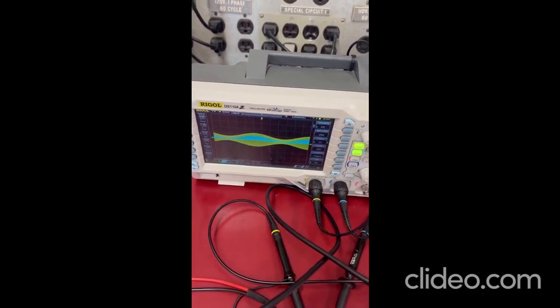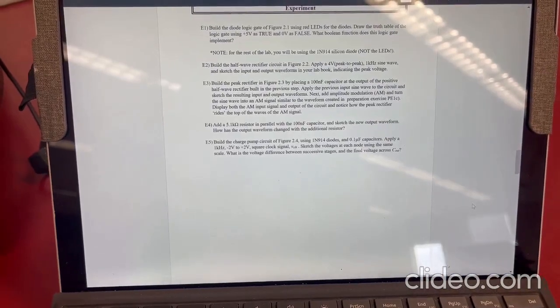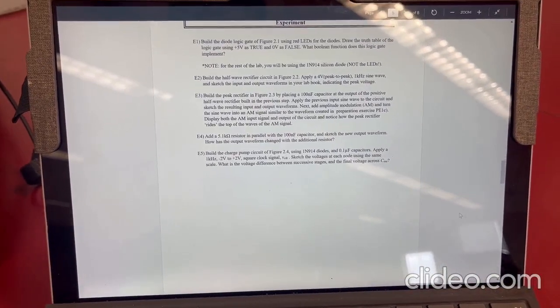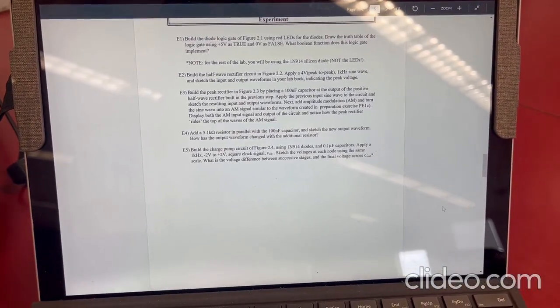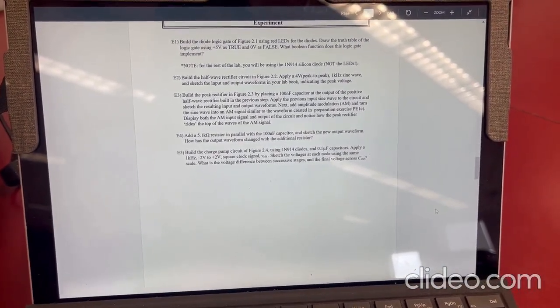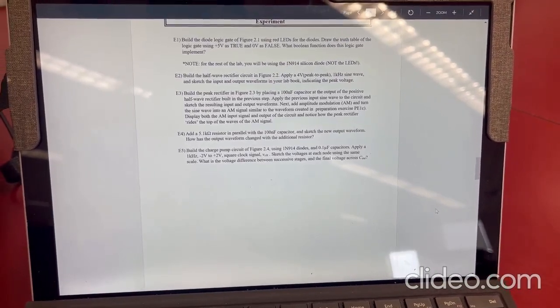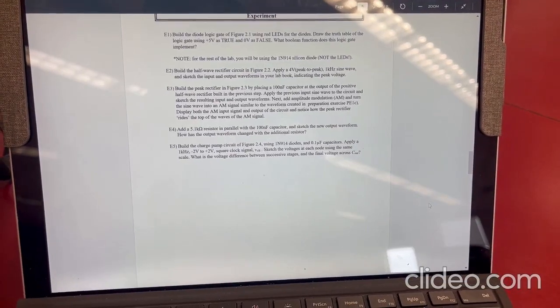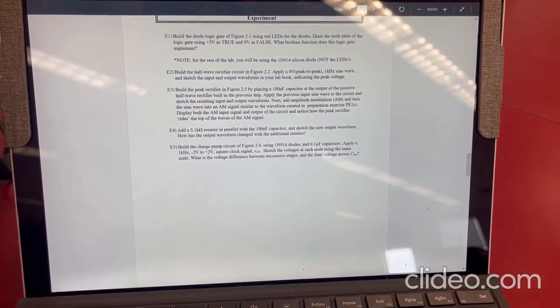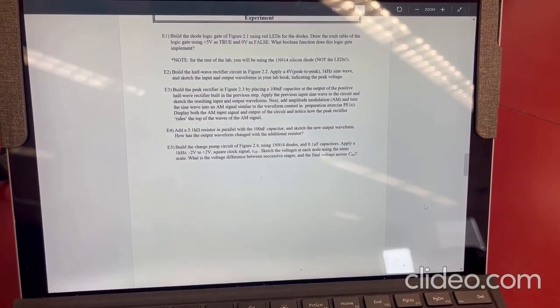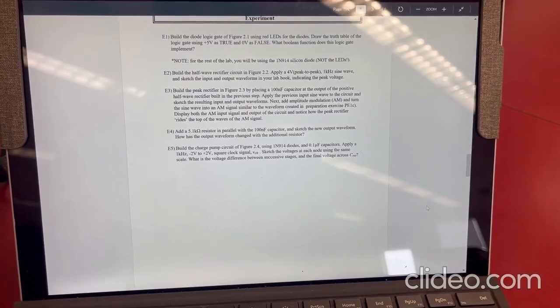Okay guys, for the E5 we need to build a charge pump circuit as shown in figure 2.4. I will be using 5 diodes and 0.1 microfarad capacitors. First we need to configure the input to 1 kilohertz, and the supply has to be from -2 to 2 volts, and the signal has to be a square wave.